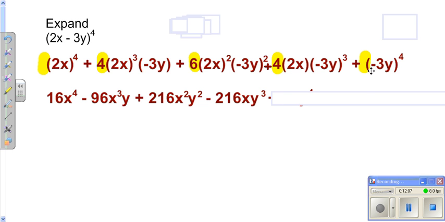And then you'd have a negative to an even power. It won't switch your sign. Then you just have a 3 to the 4th, which is an 81.